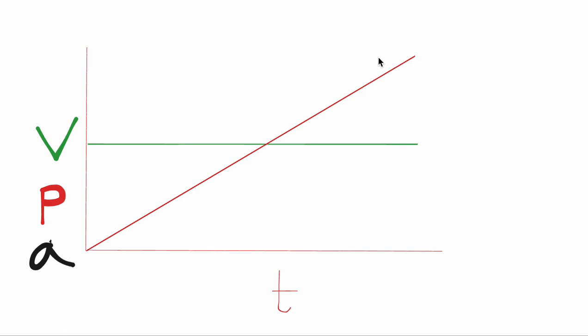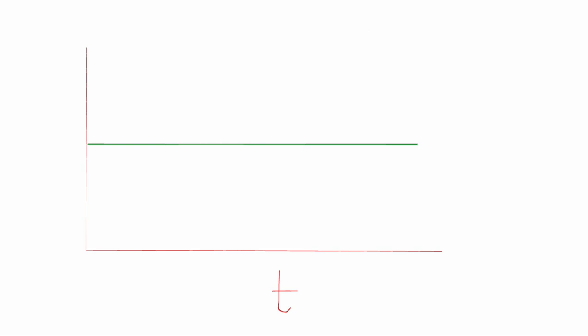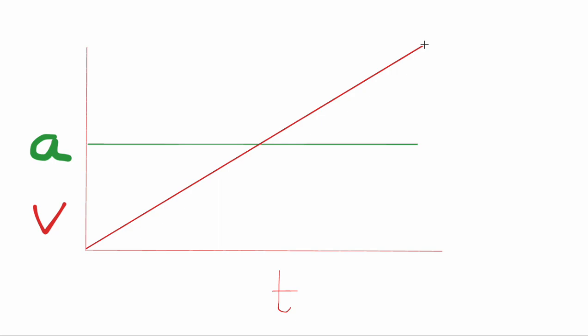Now, let me clear my drawing here, and let me say that this time my acceleration is constant. Now, what would my position time and velocity time graphs look like? Well, if acceleration is constant, that means my velocity is changing at a constant rate. So my velocity is going to be a diagonal line here. And what would my position time graph look like? If the velocity is changing and it's increasing, that means my position is going to increase more and more dramatically over time.